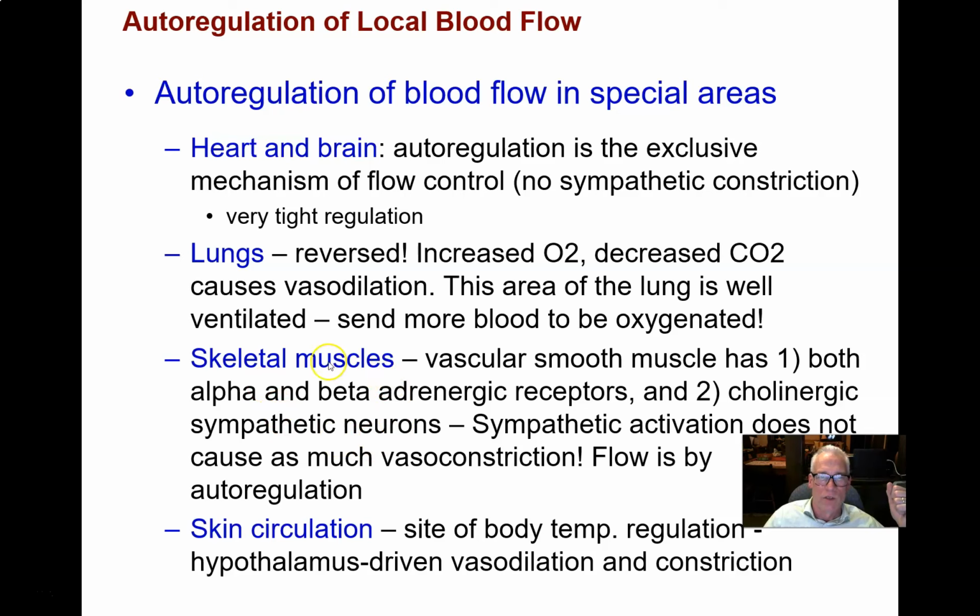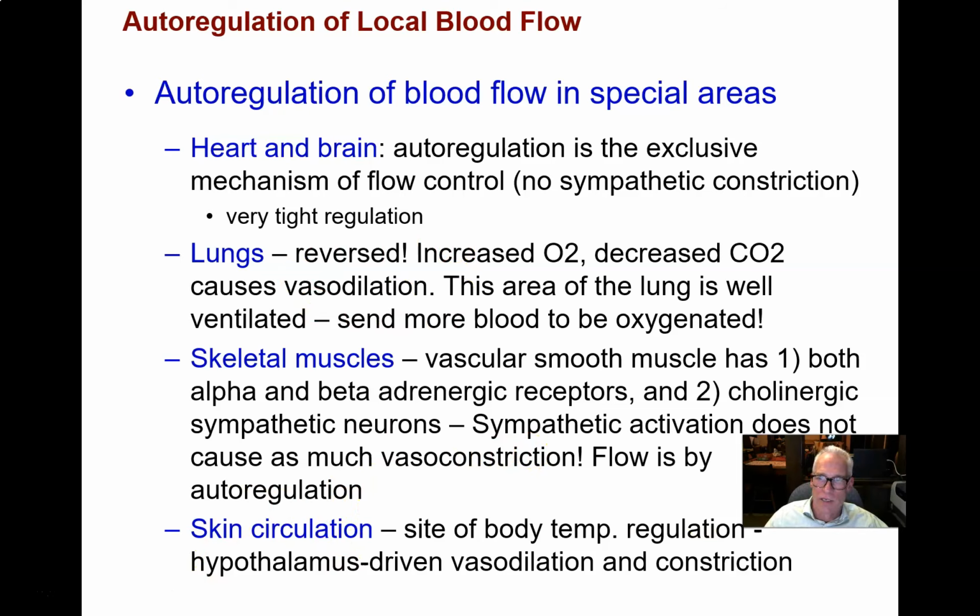Also, the smooth muscle cells in skeletal muscle blood vessels have beta adrenergic receptors as well as alpha-1 receptors. So when the norepinephrine comes along, and the epinephrine comes along, instead of just causing vasoconstriction, there's this sort of conflicting response which really cancels out, and there's not so much vasoconstriction, and metabolic autoregulation can be the control of blood flow entirely.